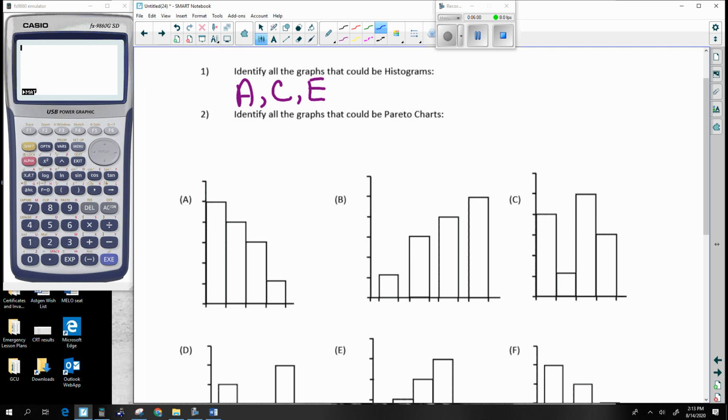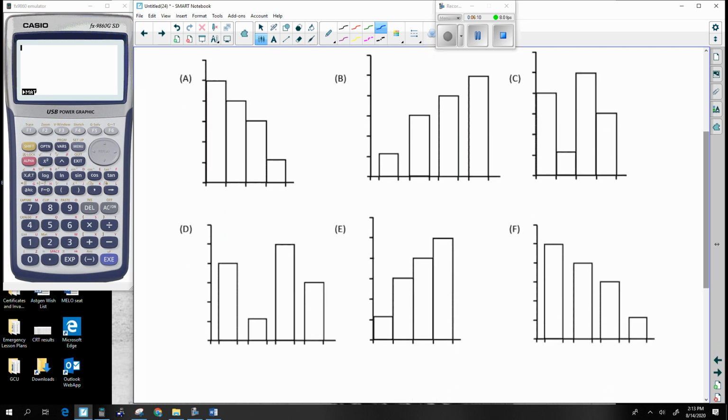Number 2, identify all the graphs that are Pareto charts. So again, a Pareto is bars that don't touch and they strictly go downhill. So A is not a Pareto. Those bars touch. I can't have the bars touching. B, okay, the bars are not touching, but what I notice about B is they go uphill. So that's not what I'm looking for. They need to go downhill. So close, but not quite.